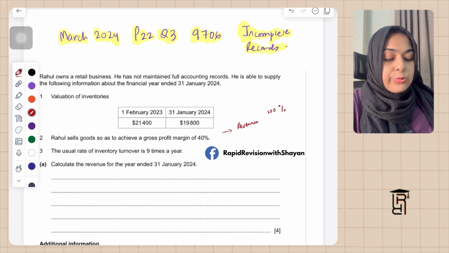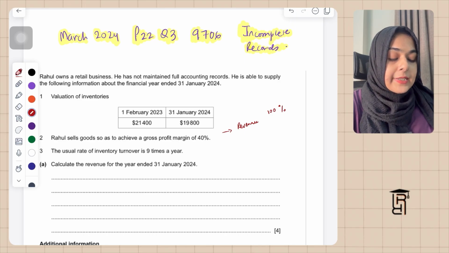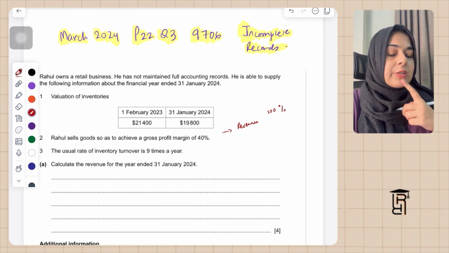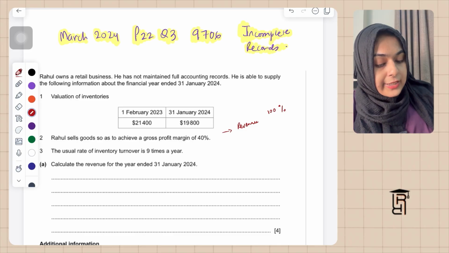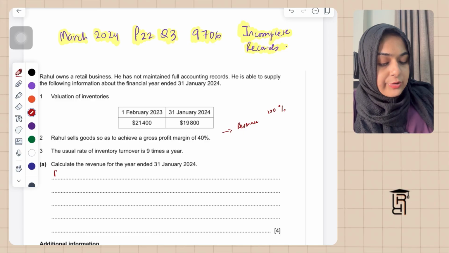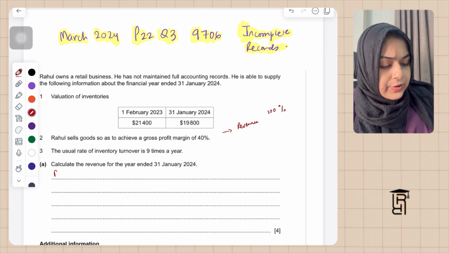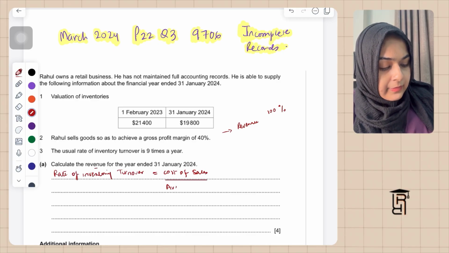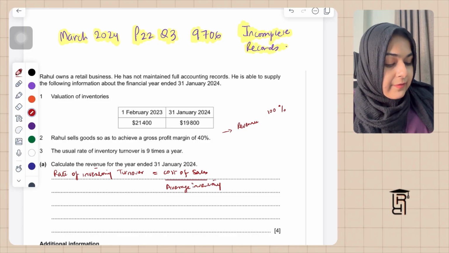They are saying here the usual rate of inventory turnover is 9 times a year. Calculate the revenue for the year ended 31st January 2024. If we know cost of sales, we can calculate revenue, but we don't know cost of sales. But we know one formula which is called rate of inventory turnover. Rate of inventory turnover is basically cost of sales upon average inventory. So I'm going to write here rate of inventory turnover is equal to cost of sales divided by average inventory.